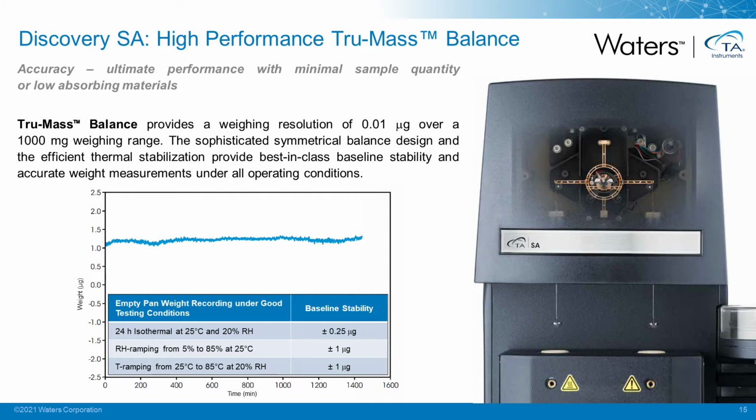So the isothermal condition, plus or minus a quarter of a microgram. If you're doing humidity ramping, plus or minus a microgram. And if you're doing temperature ramping, again, plus or minus a microgram. So the stability for the true mass balance is excellent and is something that's critical for these types of experiments.